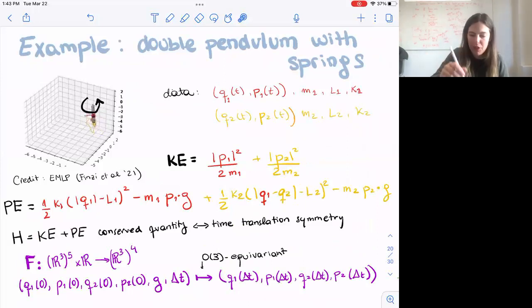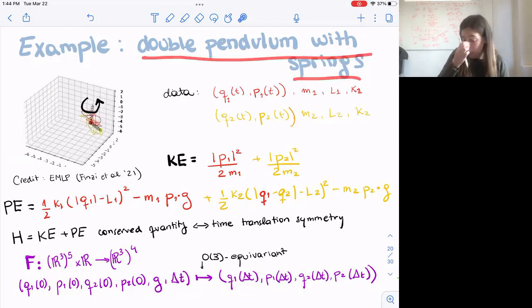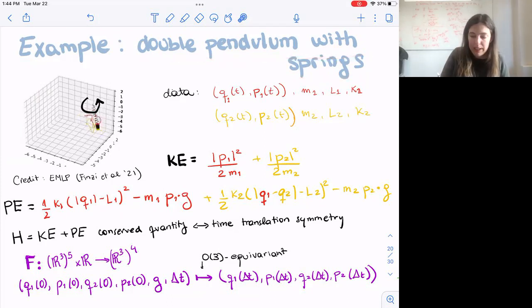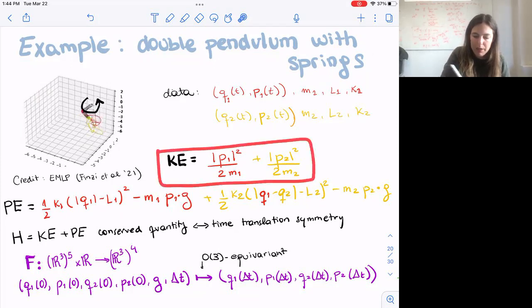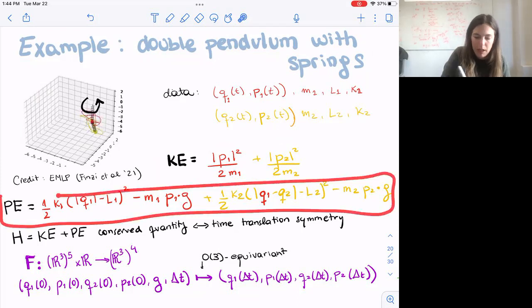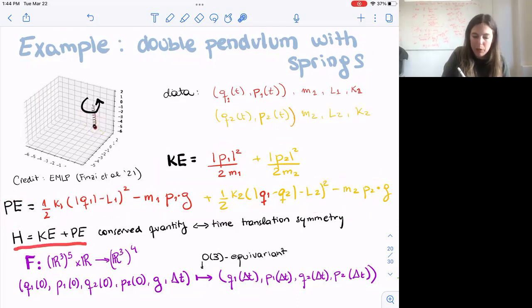As an example, let me show you this dynamical system, which is a double pendulum with springs. The data is just the positions and momentums of these two masses, and we can compute the kinetic energy of the system and the potential energy of the system, and the Hamiltonian, which is the sum of these energies, is a conserved quantity. And the goal is to predict the dynamical system.